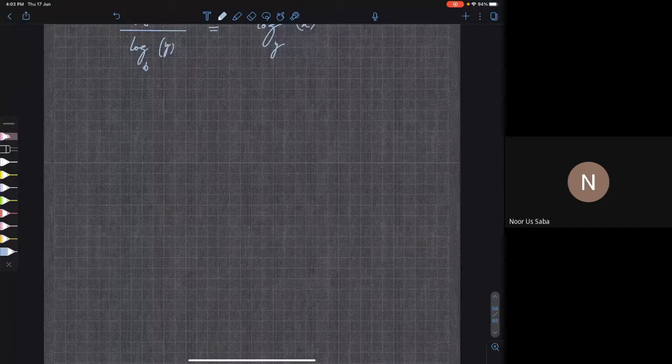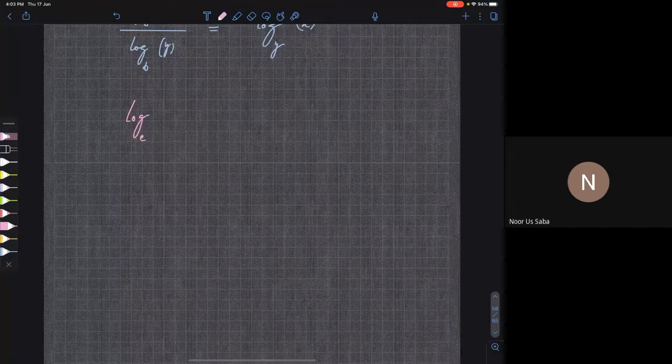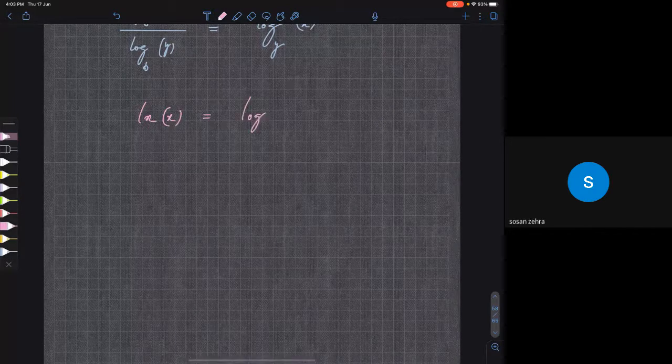Now let us see how to convert natural log into log to the base 10. Clear? Suppose I have some natural log. Natural log means what? Log to the base e. Suppose I have ln x. So ln x is nothing but log to the base e. So this is natural log.